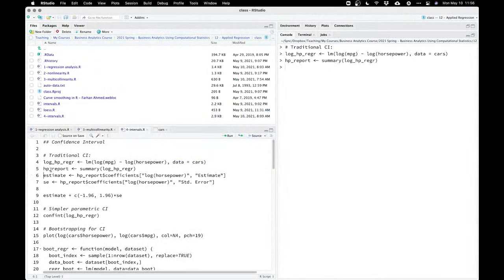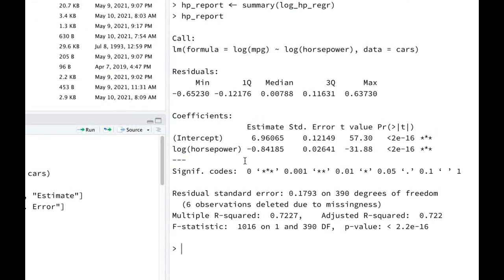So here is a summary of the relationship between log horsepower and log miles per gallon. It's minus 0.84, which means a 1% change in horsepower leads to a 0.84% drop in miles per gallon. All right? But what's the confidence interval of this number? Is it always going to be 0.84? Could it be as small as 0.5? Could it be as small as 0? If I were to have a different sample, how would this coefficient change?